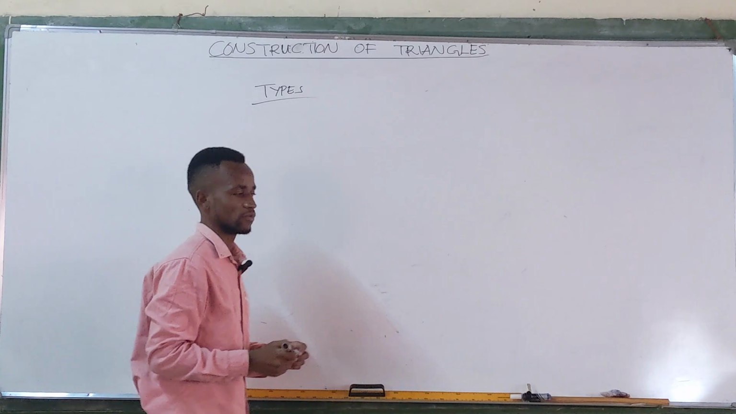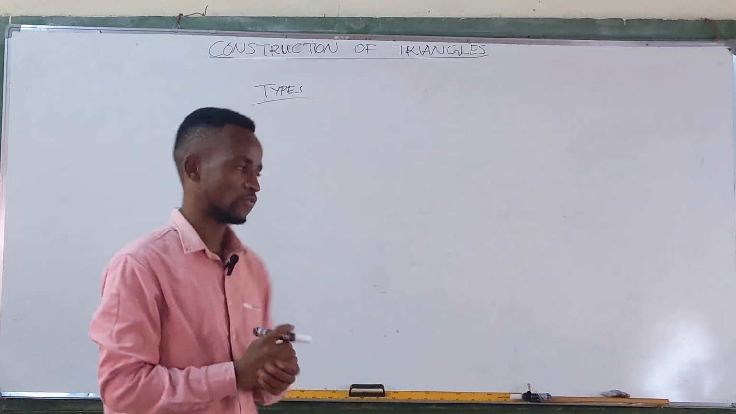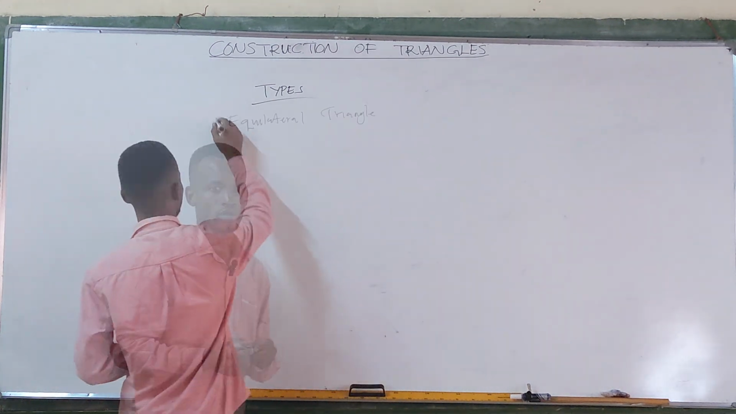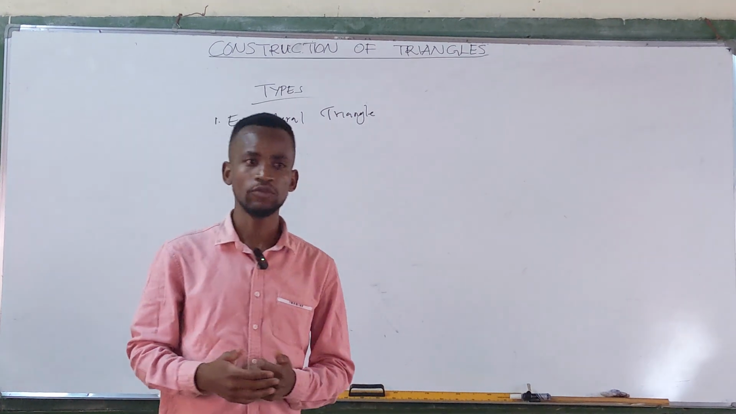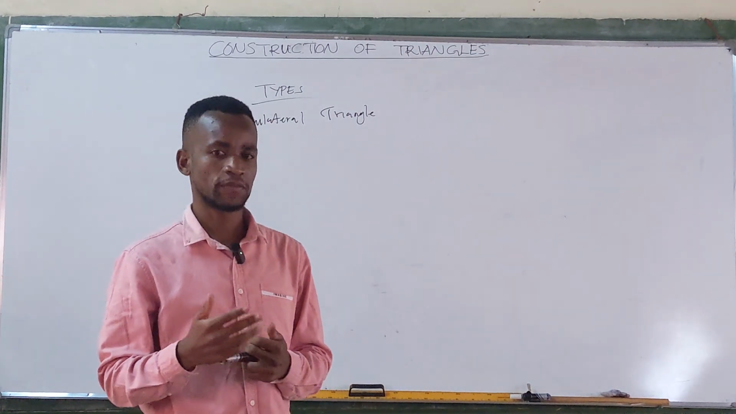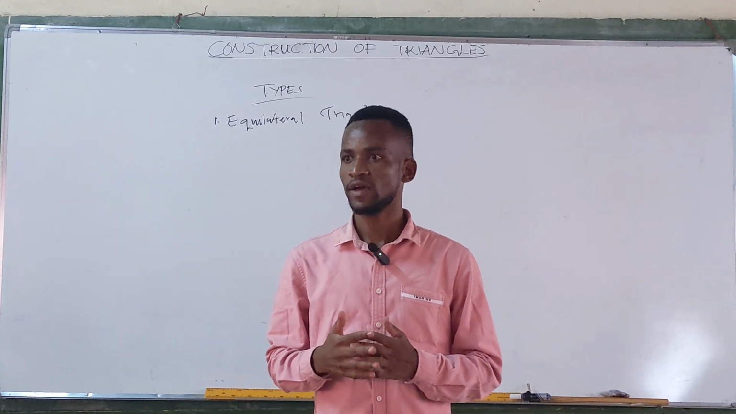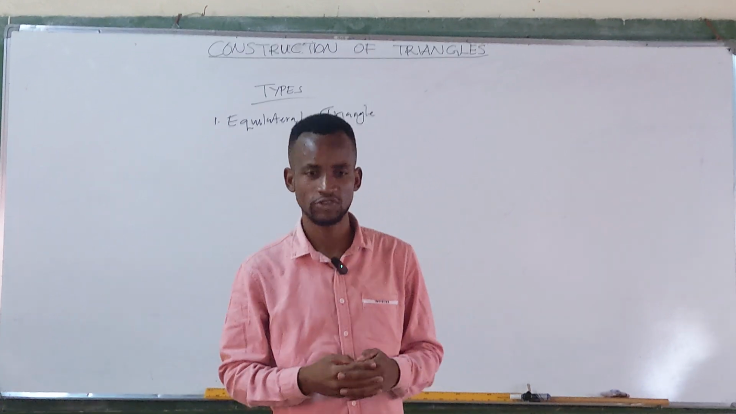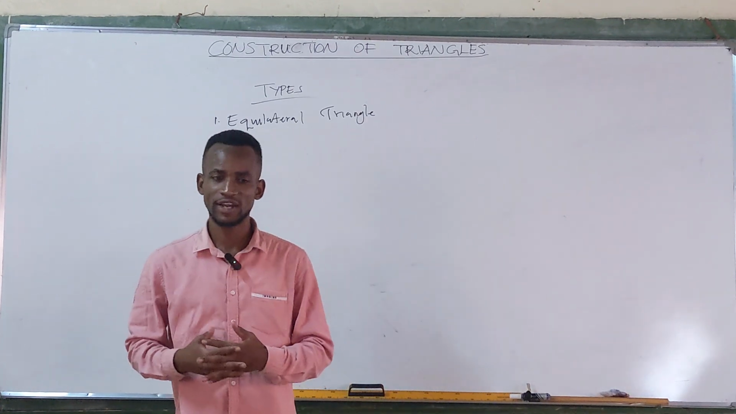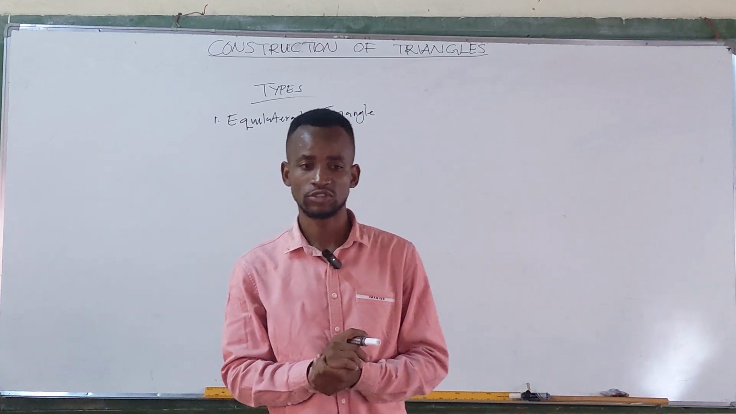So let's look at some of the types of triangles that we're going to deal with. The first one is called an equilateral triangle. This is a type of triangle with three equal sides and three equal, or equal interior, angles. So if you have a triangle that has three equal sides and three equal angles, then that's an equilateral triangle.